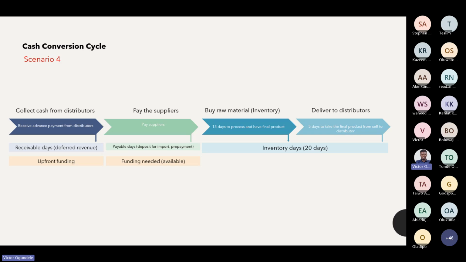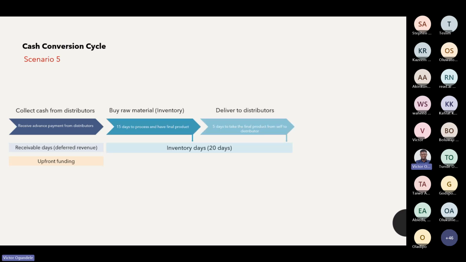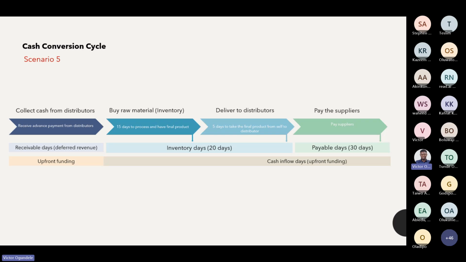You deliver the raw materials, you do your normal processing day, and at the end, you deliver it. Let's look at scenario 5. In scenario 5, you collect your cash, right? You buy your raw material, then you pay the supplier at the end. I think this one is a very sweet one. You've got your upfront funding, you can use the fund to do what you want to do, right? And at the end, you are still paying this guy at the end of 50 days, which is a very good concept.